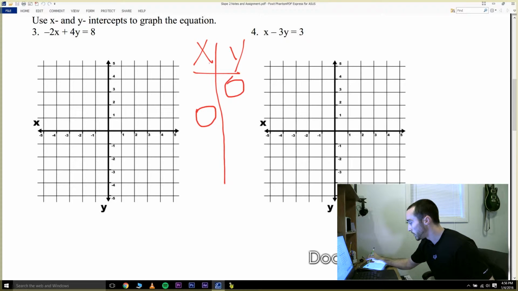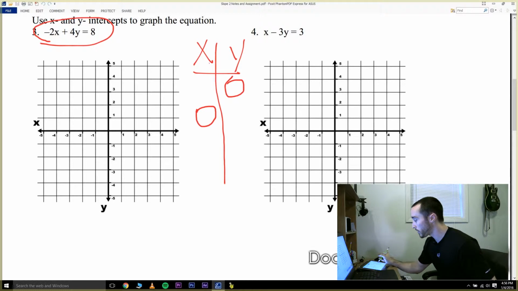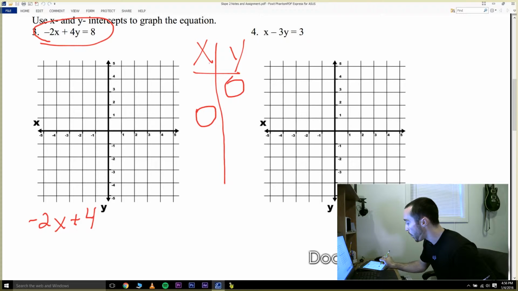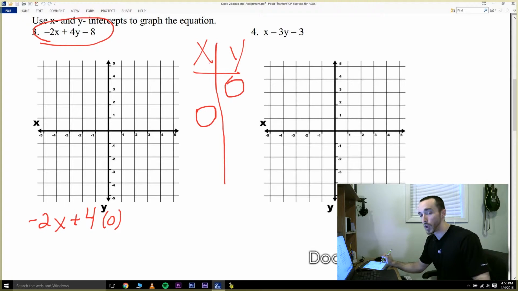All right, so let's try it. So we're working with this equation up here. And the first thing we're going to try to do is figure out what the x-intercept is. We know x-intercepts have a y value of 0, so I'm going to rewrite that equation just like I see it, -2x plus 4 times y, but instead of putting y, I'm going to substitute in a 0, because x-intercepts have a y value of 0. If that's confusing, just remember, when you're solving for the x-intercept, make y be 0. All right, so let's finish this. Equals 8.